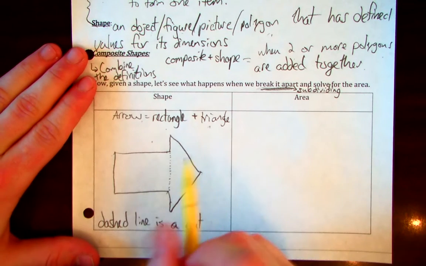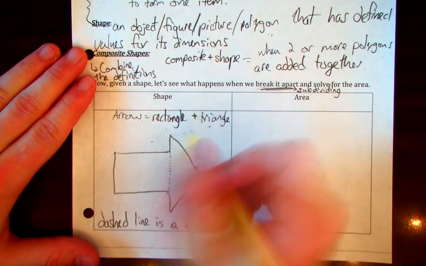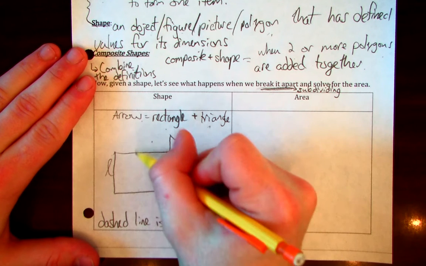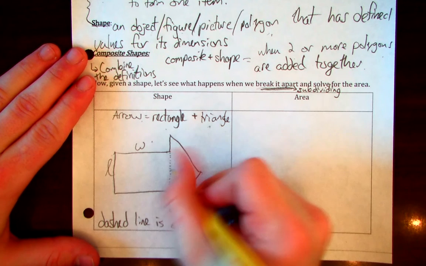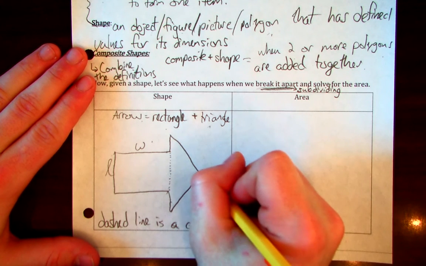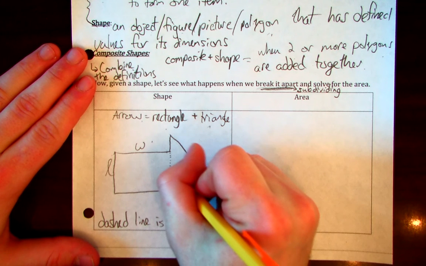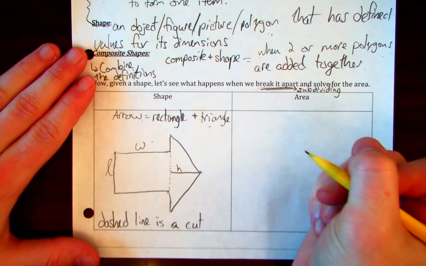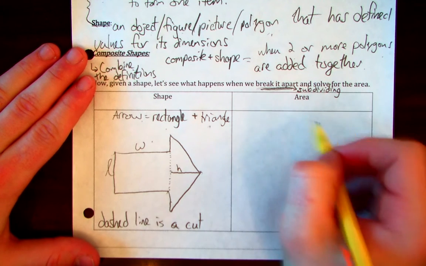And so, well, how do we do that? Well, what do we need for a rectangle? Well, you need the length and the width. And then what would you need for the triangle? Well, you probably need this space in here, which would be your height. Okay?